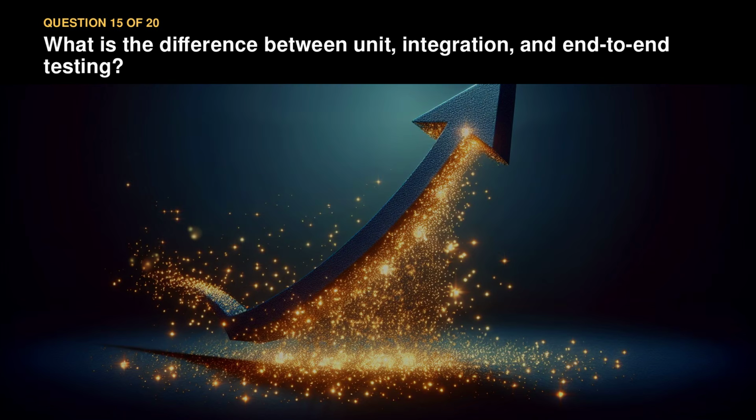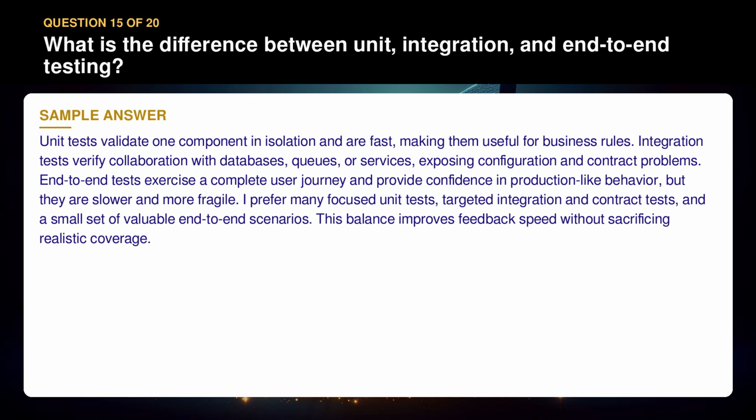Question 15. What is the difference between unit, integration, and end-to-end testing? Unit tests validate one component in isolation and are fast, making them useful for business rules. Integration tests verify collaboration with databases, queues, or services, exposing configuration and contract problems. End-to-end tests exercise a complete user journey and provide confidence in production-like behavior, but they are slower and more fragile.